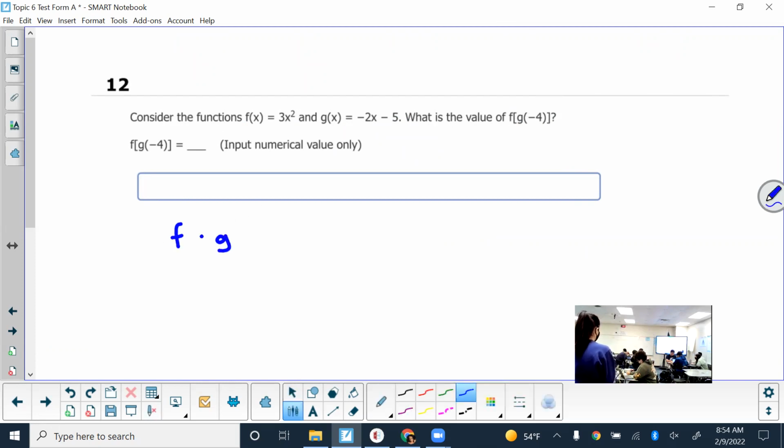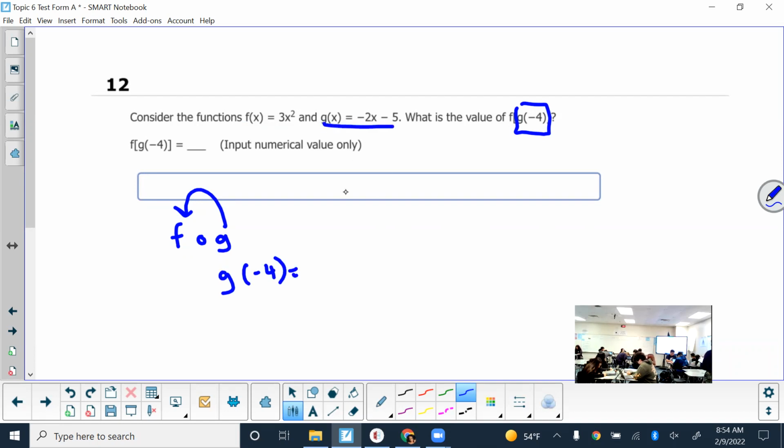I think the pictures are helpful, so I'm going to draw the picture every time. So is it f being plugged into g or g plugged into f? Always the innermost plugged into the outermost. This time it gives me a number though. It's not just g of x. It gives me g of -4. So what I'm going to do, and I'll draw it under my picture, is I'm plugging in -4 for the x on the g function. So I get g of -4 equals -2 times -4 minus 5.